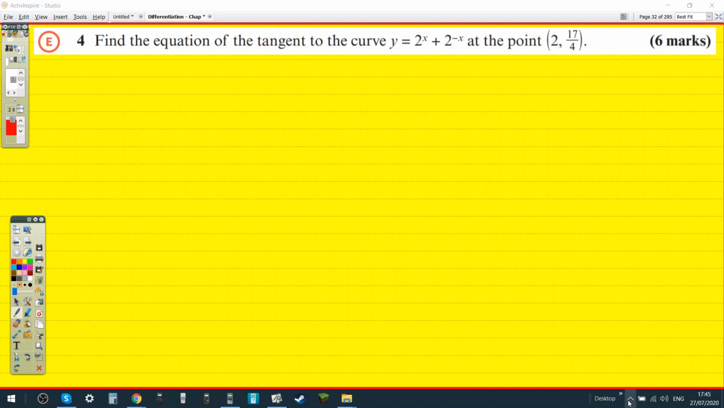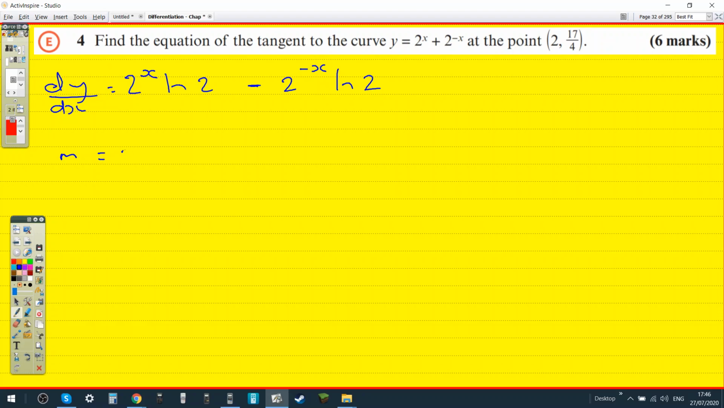So when you differentiate 2 to the x, you just get 2 to the x ln 2. And then 2 to the minus x ln 2. I think it'd be minus overall. Okay. What is next? So you have to put x equal to 2 and find the gradient.